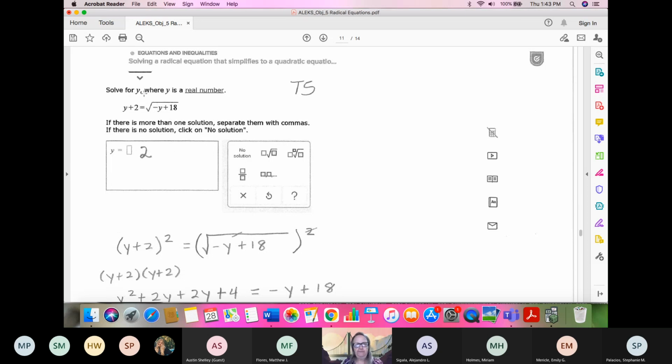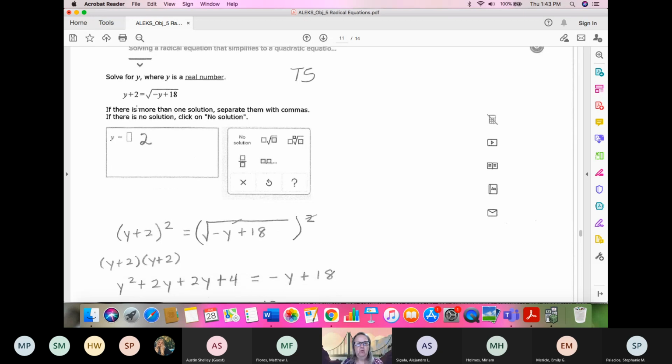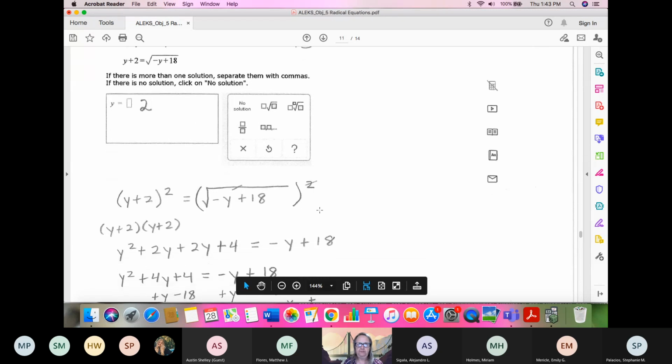So solve for y. y plus 2 equals that. We want to undo the square root, so we have to square both sides. So take y plus 2, put it in parentheses, and square it. Copy this down. Square root of negative y plus 18 in parentheses, and square it. Squaring undoes square rooting, so I cross out the square root.